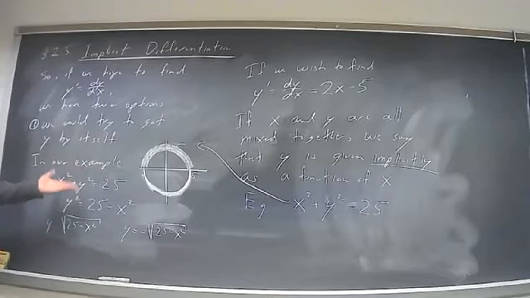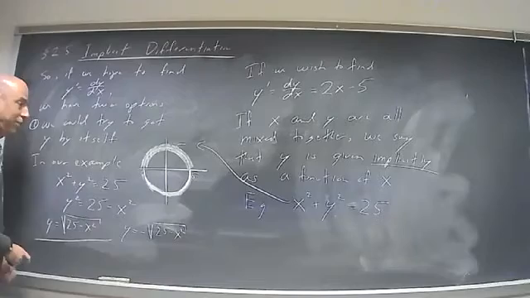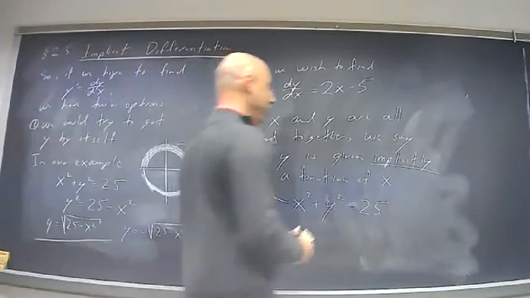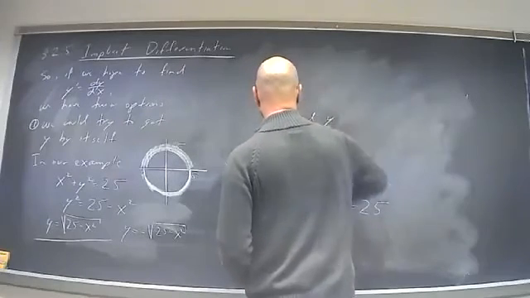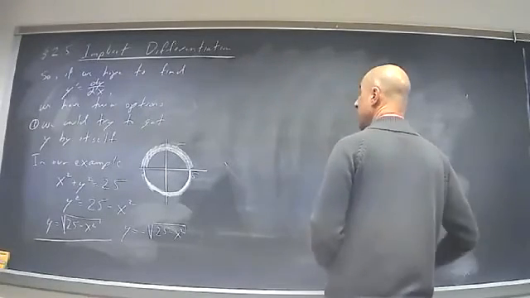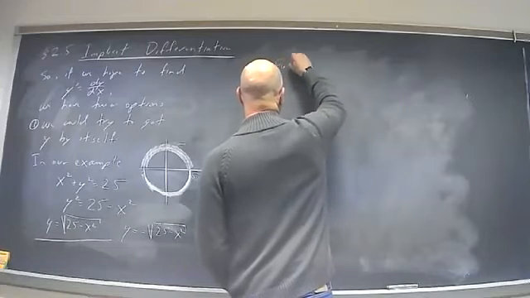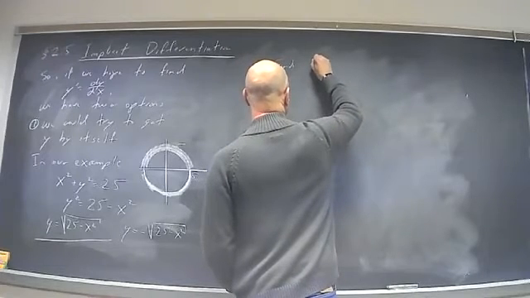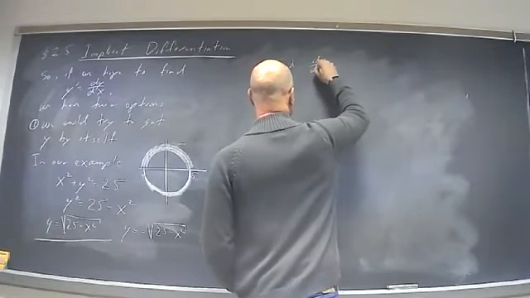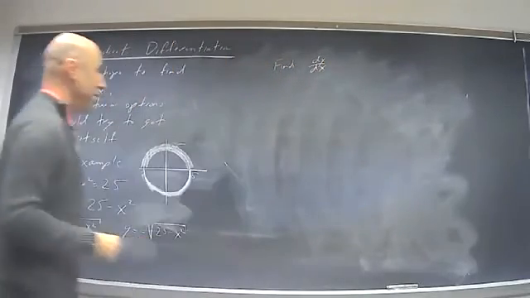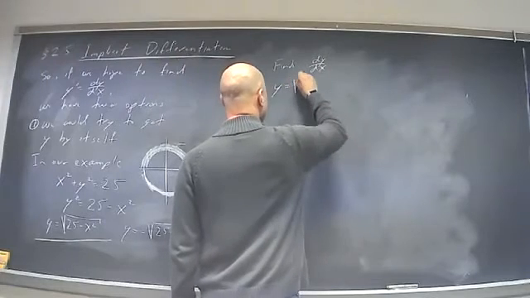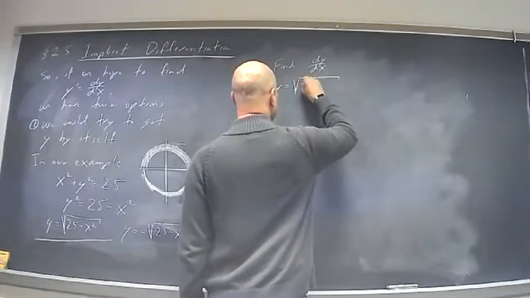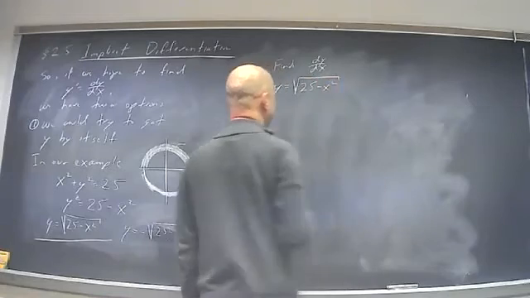And once we have it written like this, we can take the derivative using our derivative rules. Let's actually, I'm not going to do both of them. Let's just do this one as practice, because it's a nice application of the chain rule. So find the derivative. Doesn't matter if you write dy dx or y prime. y equals square root of 25 minus x squared.